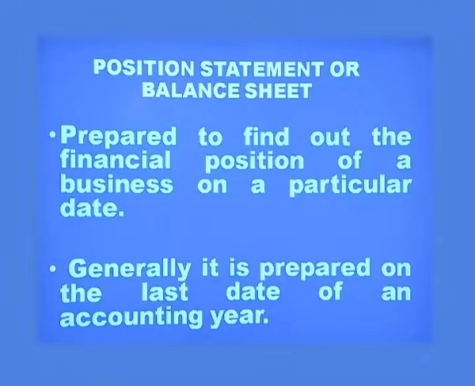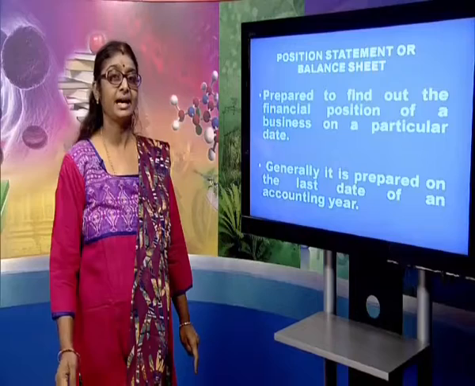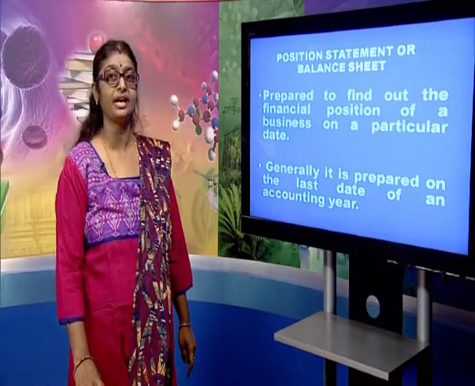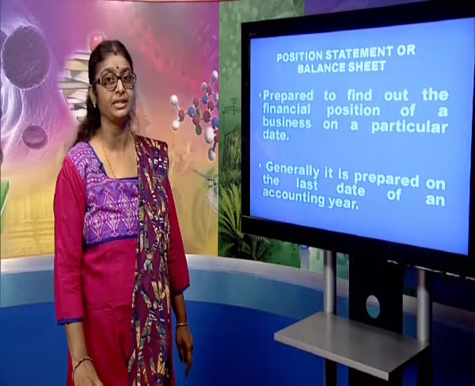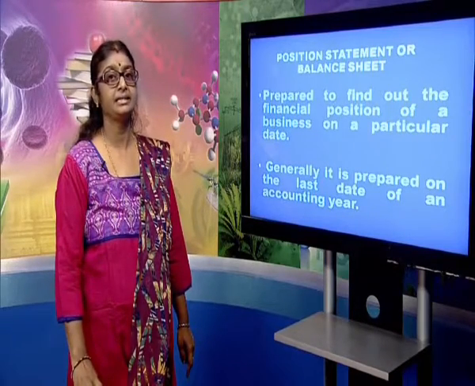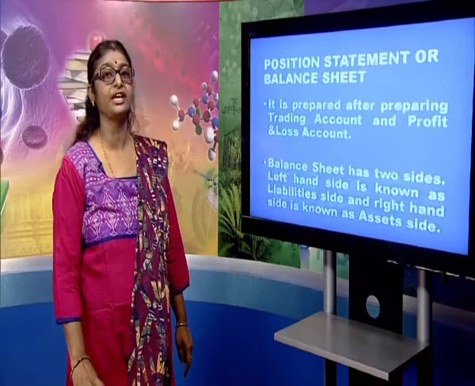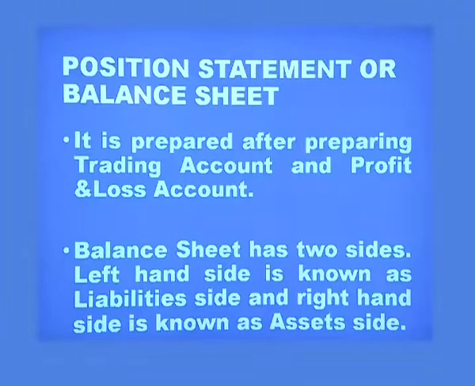What is position statement? It is a balance sheet, and it is prepared to find out the financial position of a business on a particular date. And it is prepared on the last date of an accounting year. And position statement or balance sheet is prepared after preparing trading account and profit and loss account. It has two sides, left hand side and the right hand side. Left hand side is the liability side and right hand side is the asset side.